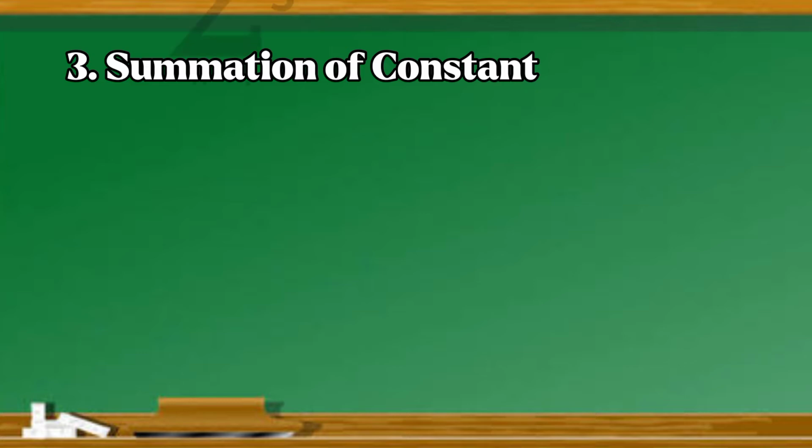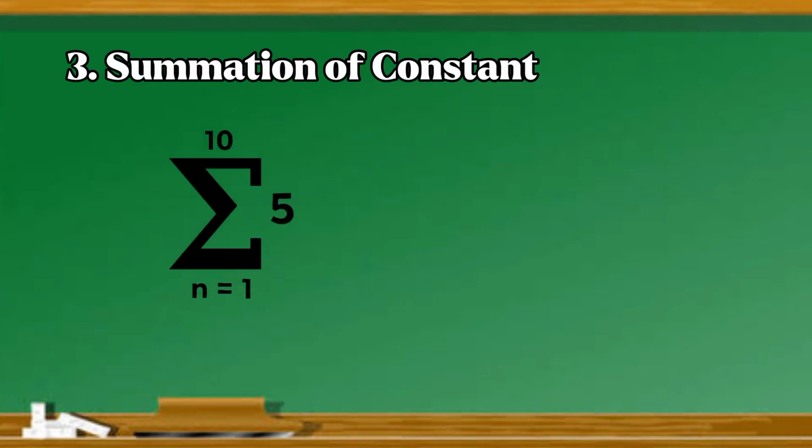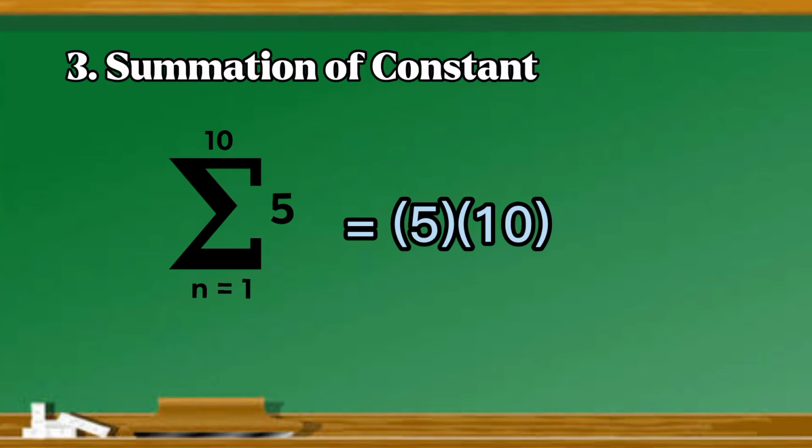Now let us try an example. We have here summation of constant 5 from 1 to 10. So ang gagawin lang natin is i-multiply natin yung ating constant na 5 doon sa ating upper limit. So 5 times 10, it will give us 50.